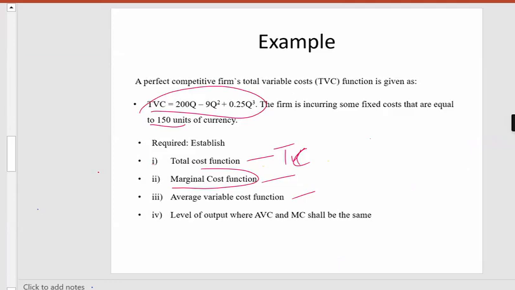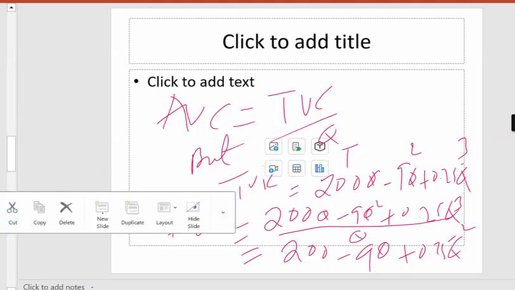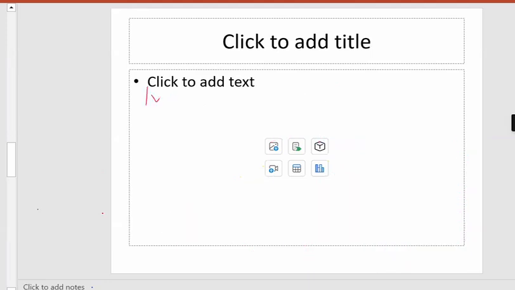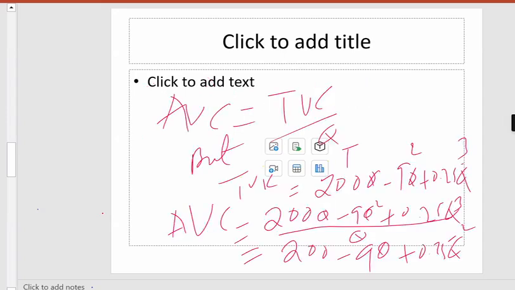We are supposed to find the level of output where average variable cost and the marginal cost are the same. That means we are looking for the condition where average variable cost is equal to marginal cost. That was number 4, right? So the point where average variable cost is equal to marginal cost. Now you are computing the marginal and average variable cost. Is this one, right? Yes.